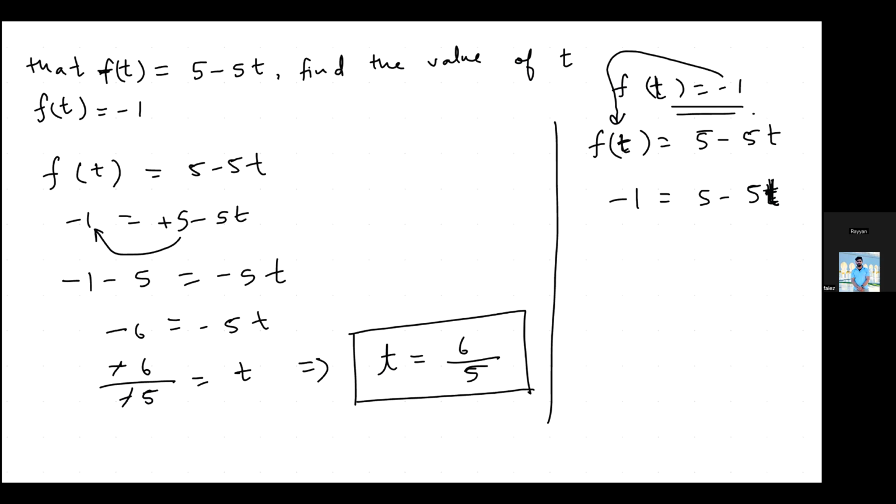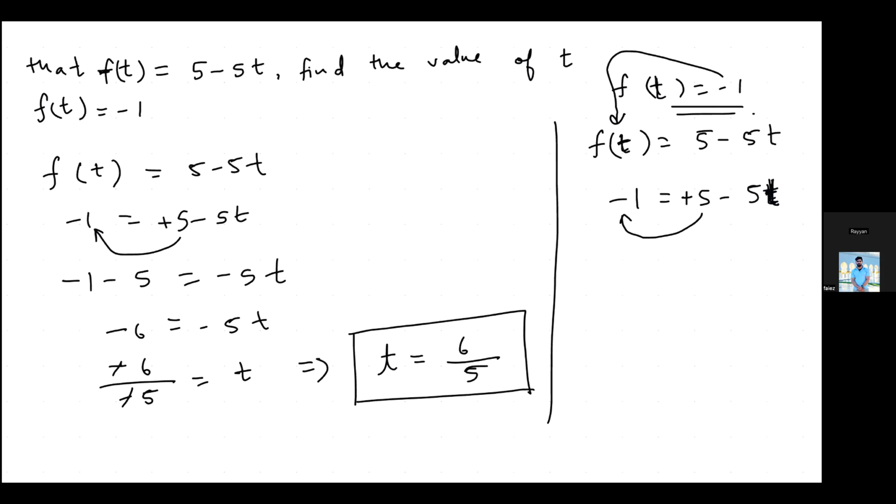So if this is in plus and you take it to this side, it will go in minus. That is what happens in maths. If you take a number to the other side, it goes with the different sign. Either you can do it that way, or you can just subtract 5 from both sides.